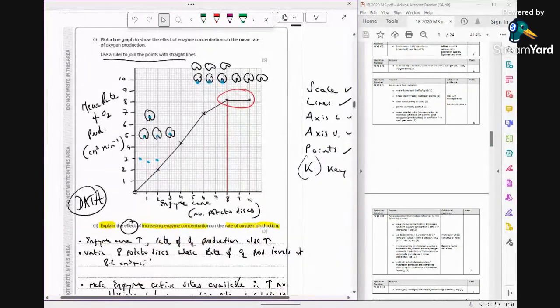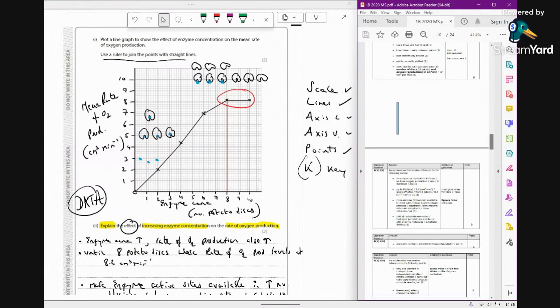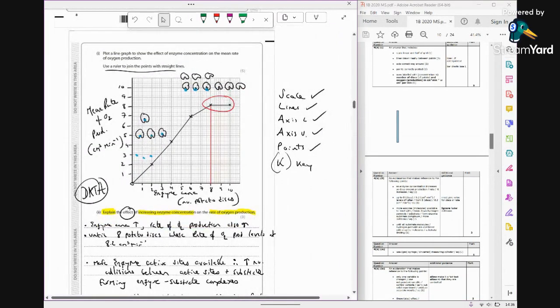Right, the graph. Oops. So scale, linear, half of grid. Yes. So that's scale, sorry, there. Yeah. Draw neatly between points. Yes. Axes are the right way round. Yes. Points plotted correctly. Yes. Axes are labeled. Number of discs and oxygen production with the units. Yes. Good. 5.